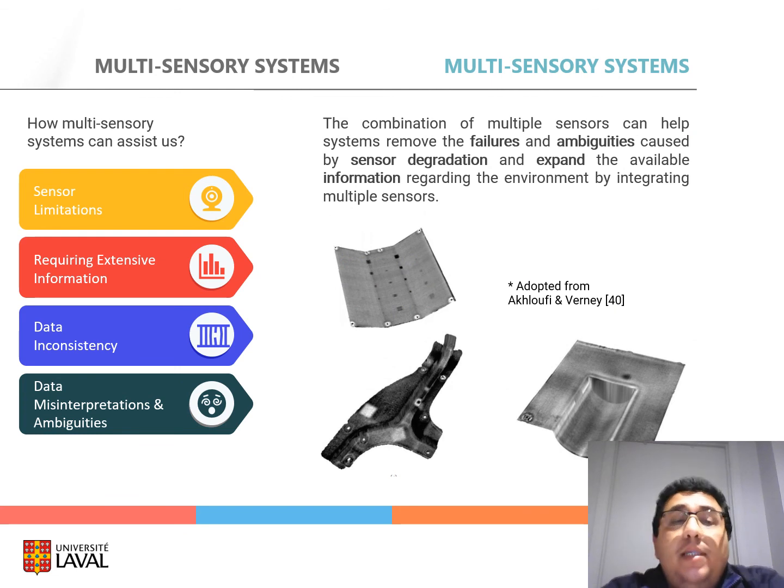And the last one is data misinterpretation and data ambiguity. So the combination of multi-sensors can help systems remove the failures and ambiguities caused by sensor degradation and expand the available information regarding the environment by integrating multi-sensors.